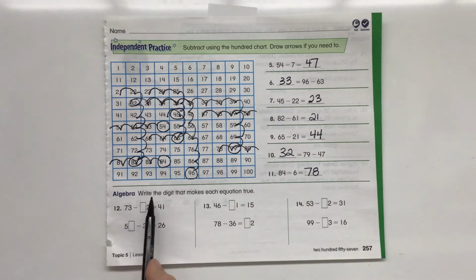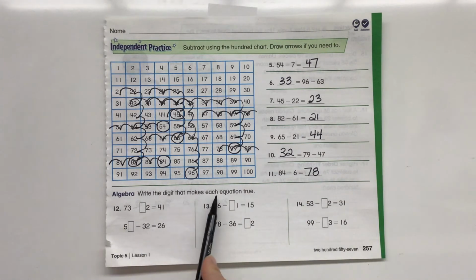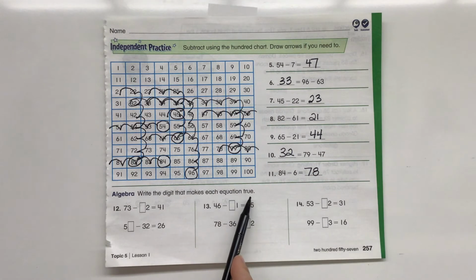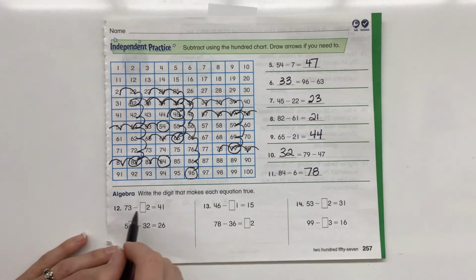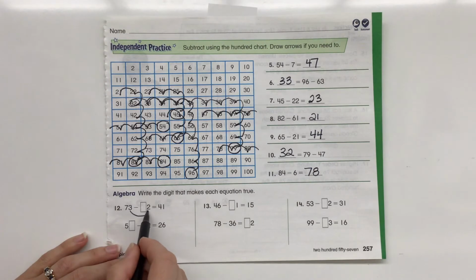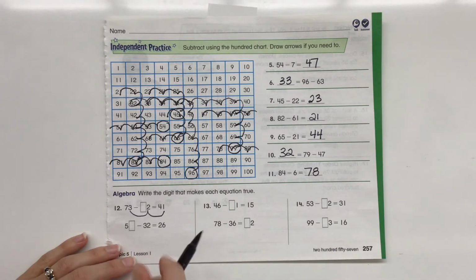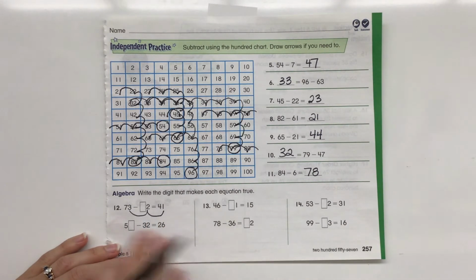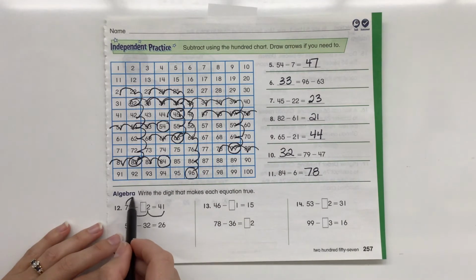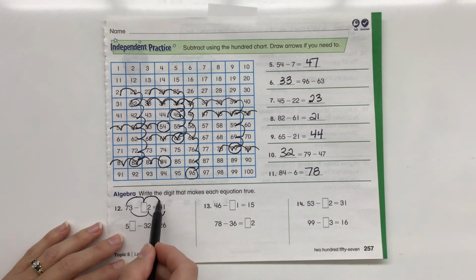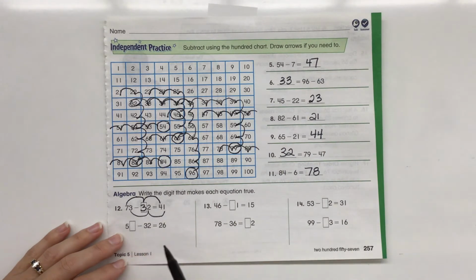All right, algebra. Write the digit that makes each equation true. All right, 73 minus something equals 41. So let's take a look at the ones first. Let's see if the ones are true. 3 minus 2 is 1. Yes, so that means we aren't regrouping. We don't need to regroup and have an extra group of 10 somewhere. 7 minus something is 4. 7 minus 3 equals 4.